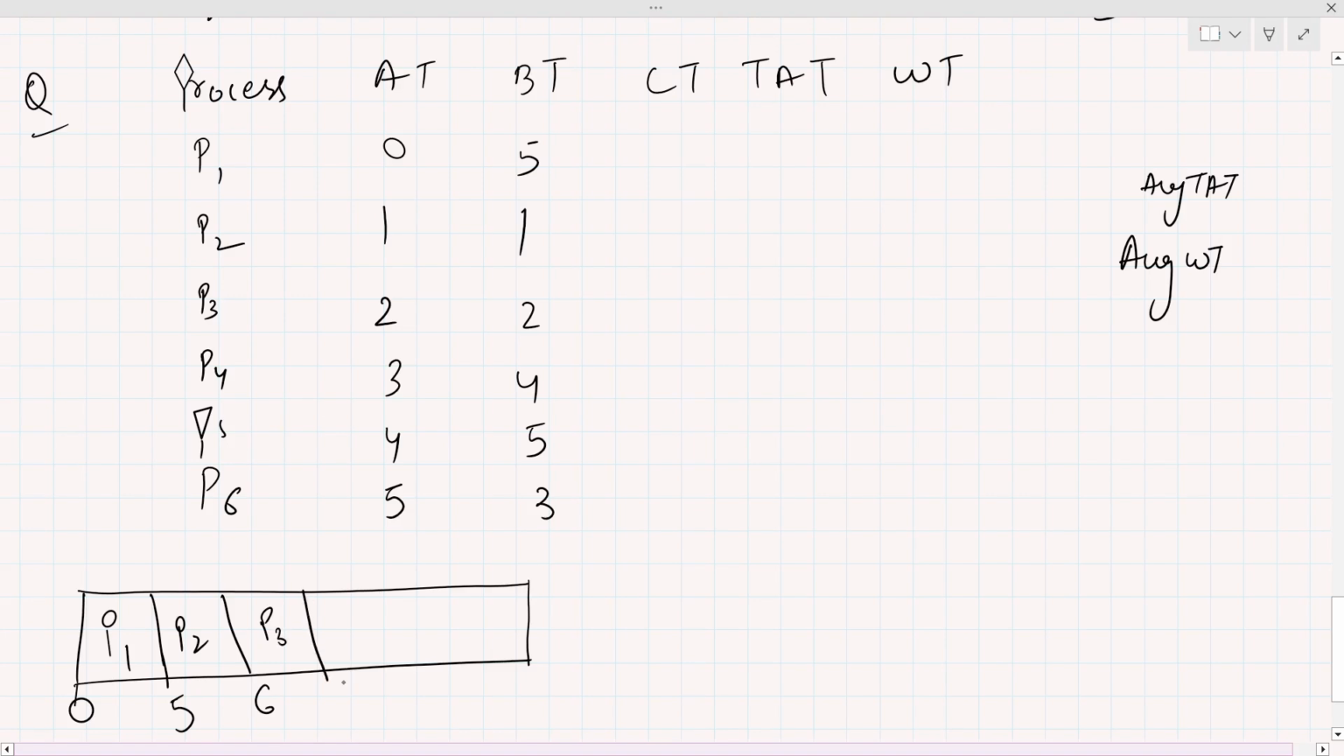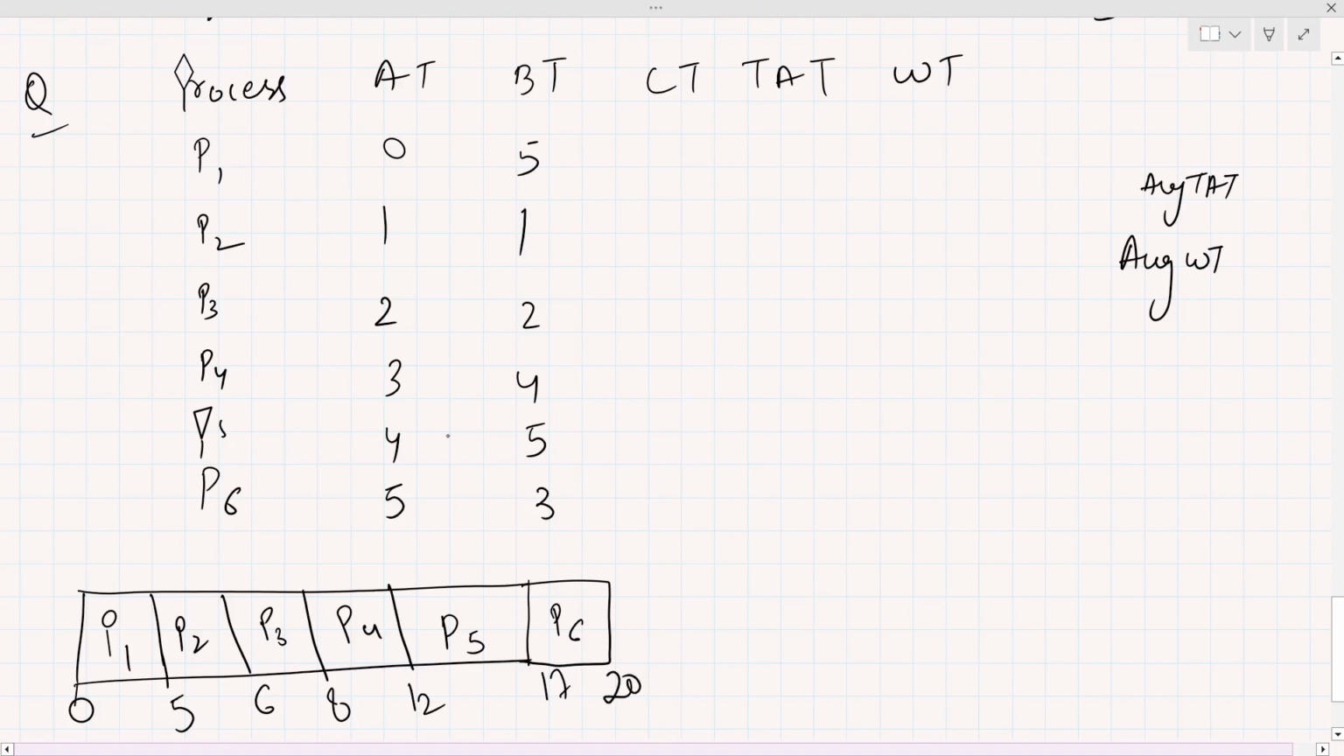So P3 is the one we select. The burst time is 2, so we add 2, and 6 plus 2 becomes 8. After that, P4 is the process with burst time 4, so 8 and 4 become 12. After that P5, burst time is 5, it becomes 17. And after that P6 is the only process left, burst time is 3. You add that burst time to the completion time of P5, you will get 20.